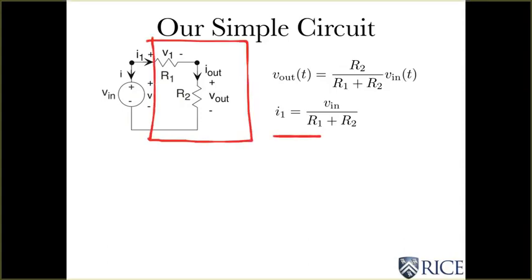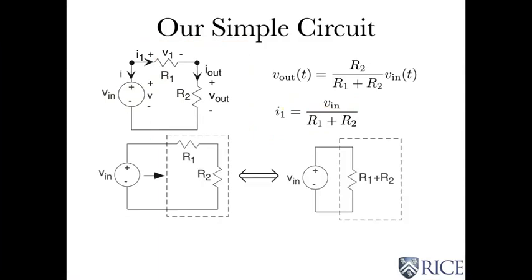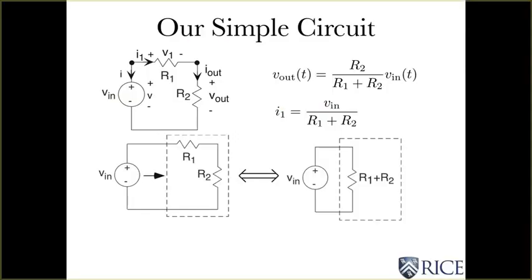For all the world, the relationship between the source voltage and the current that it's supplying to the circuit looks like that of a resistor. A single resistor having a value equal to the sum. And that's the idea of what's called an equivalent circuit. So, what does the source see? It looks in here through its current, and it sees something that behaves just like a single resistor whose value is the sum of the resistances.